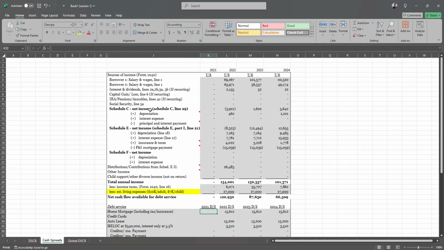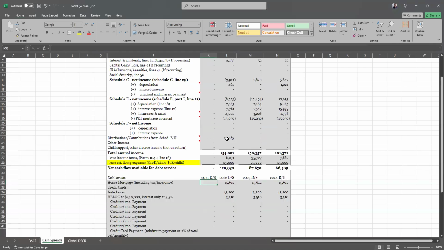And then we're going to factor in your Schedule C, E, and F from your tax returns. You can add back in your depreciation and interest expenses. And if you don't have that, you can subtract out your principal and interest payments. Same here on E, and then same thing on F, which is your farm income. And then any kind of distributions here, add those in for your K1s, any other income, child support, or other divorce income. That's non-tax-return income that you have cash flow and can actually prove you're getting, then it puts it here as well. Now this calculates out a total annual income.